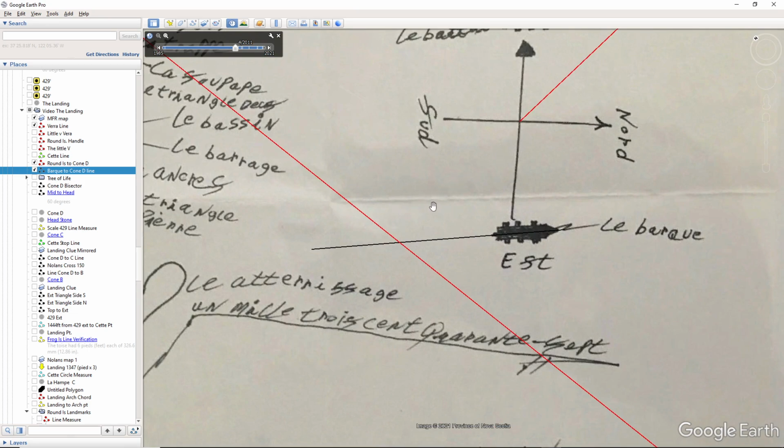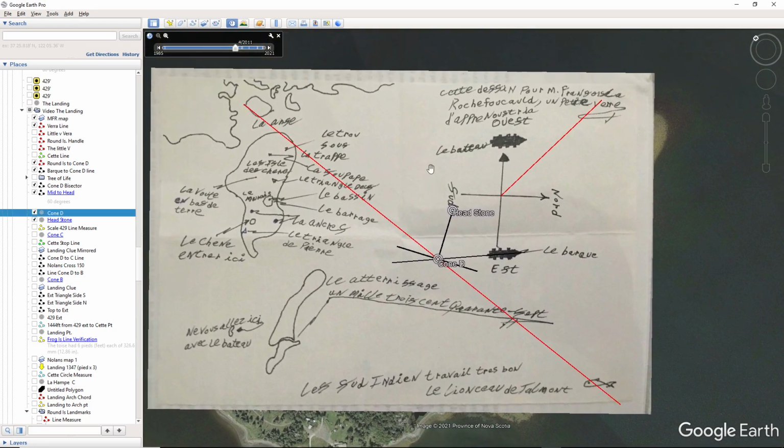But we don't know that right now if we're just drawing lines on this. But the way we would do this is we would bisect this angle and we would go perpendicular from that point. So that's how we would find the perpendicular. And this ends up being the headstone and cone D. Whether it's known or unknown, I don't know. But this is the way that Nolan's cross starts to develop through decoding this map.